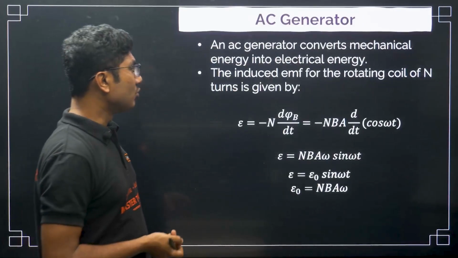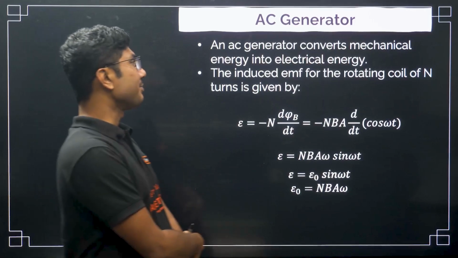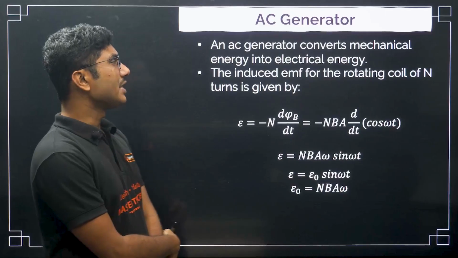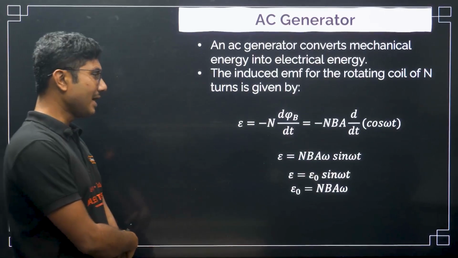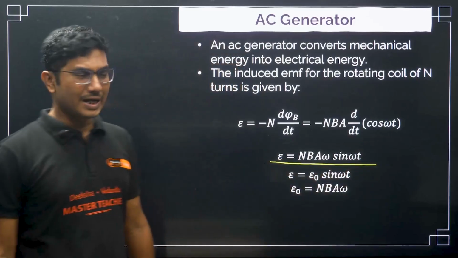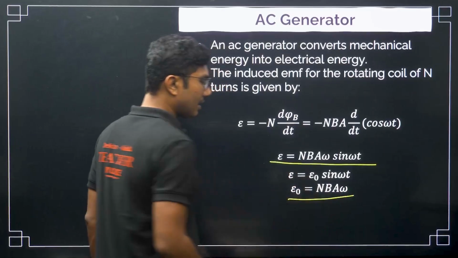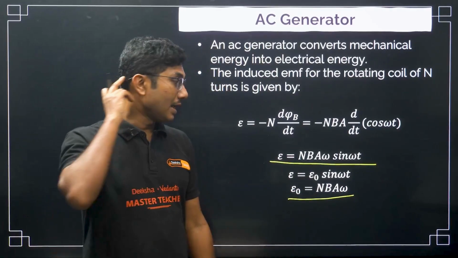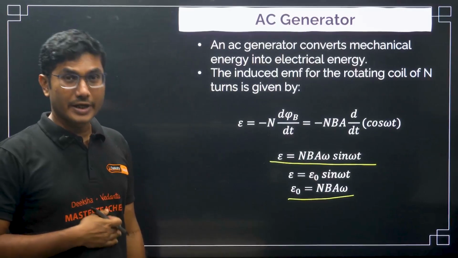Now let's move on to the last concept, the AC generator. An AC generator converts mechanical energy into electrical energy. The induced EMF for a rotating coil of N turns is given by epsilon equals NBA omega sin omega t. This is a simple formula, and here you can write epsilon naught equals NBA omega. Omega is how fast the generator is rotating, right?